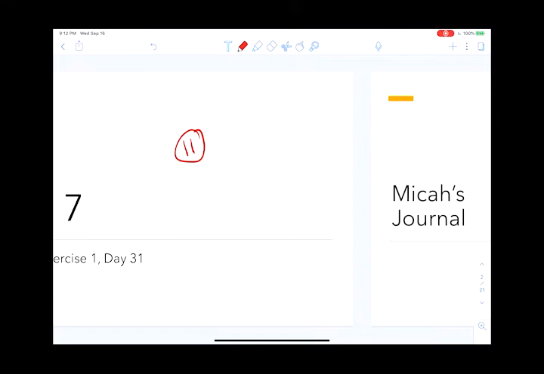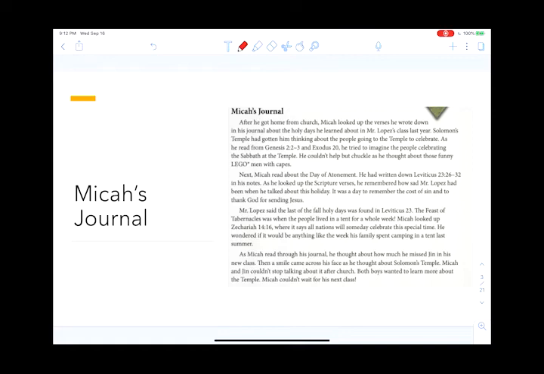We will continue to read about Micah and Mr. C in this lesson. Let's read this together.